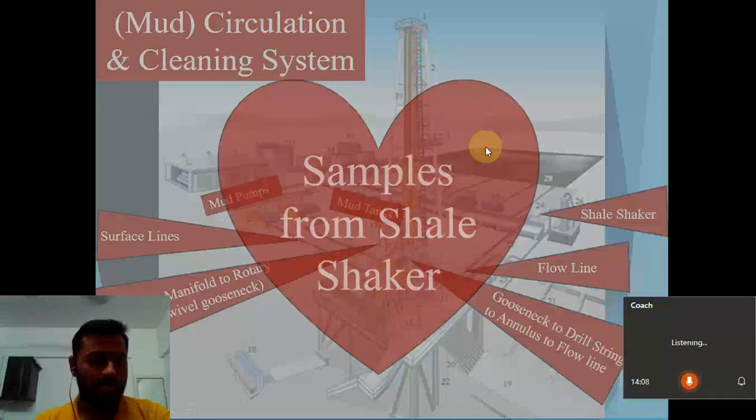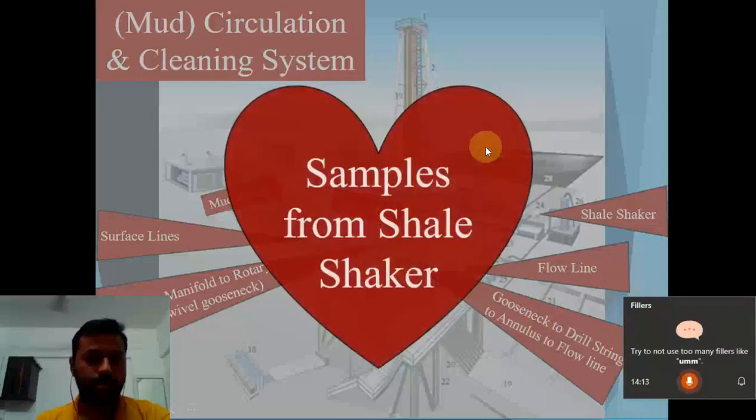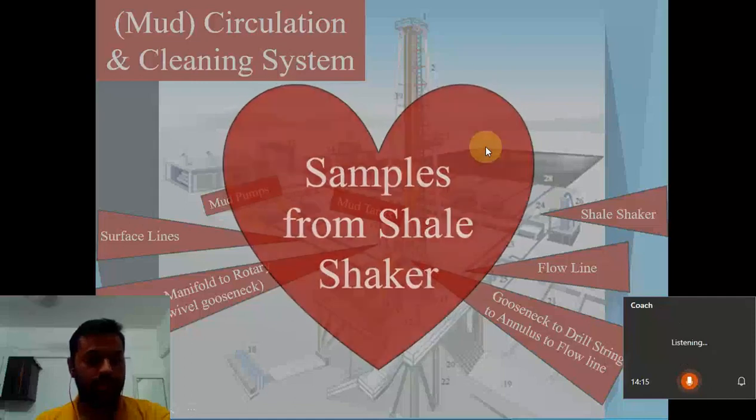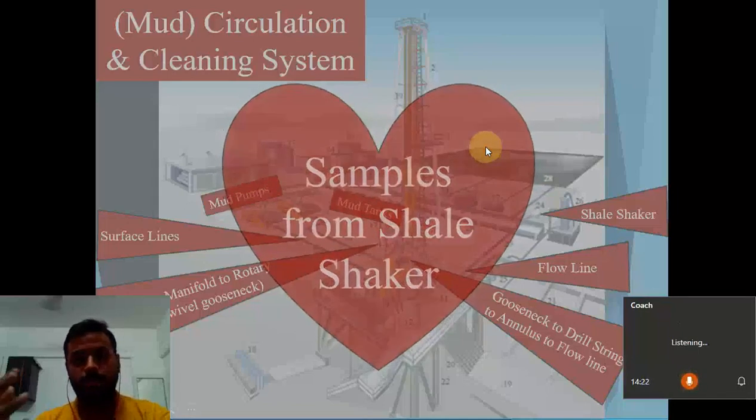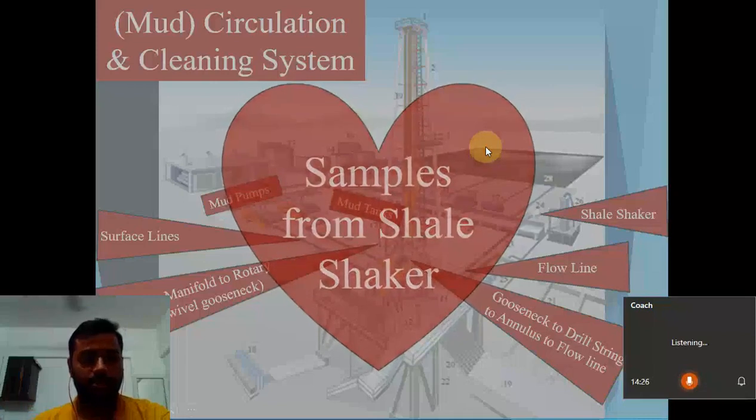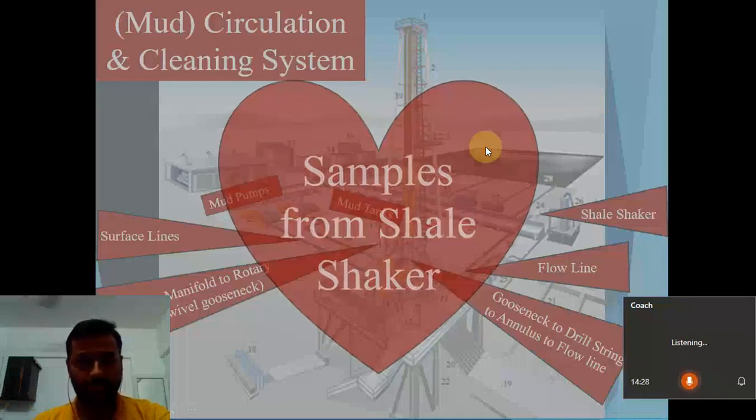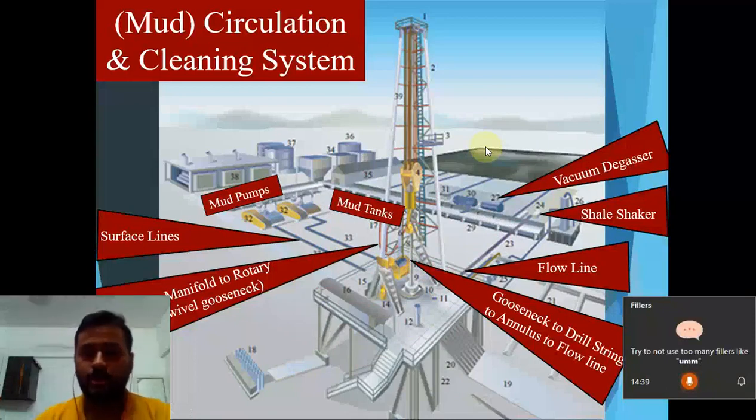Here you have shale shakers which remove the bigger cuttings. Finer cuttings go below it in the center. You can also install gas detecting equipment in the shale shaker area to detect the gases, but I won't go over that. Moving forward, we come to the vacuum degasser.